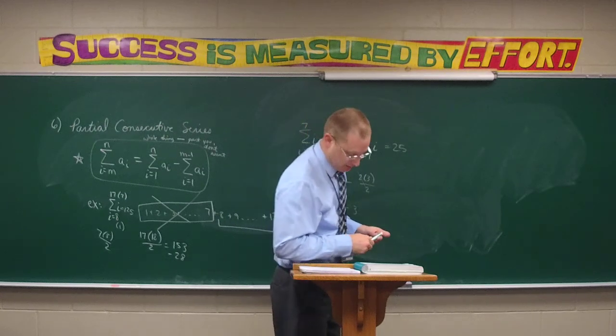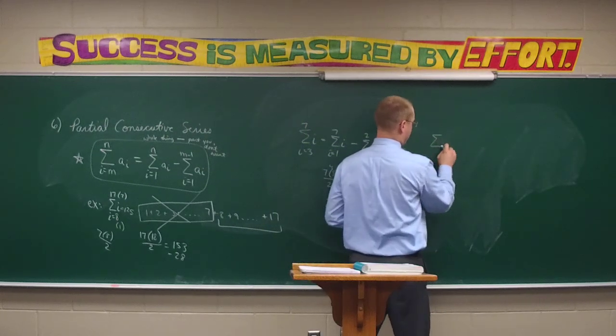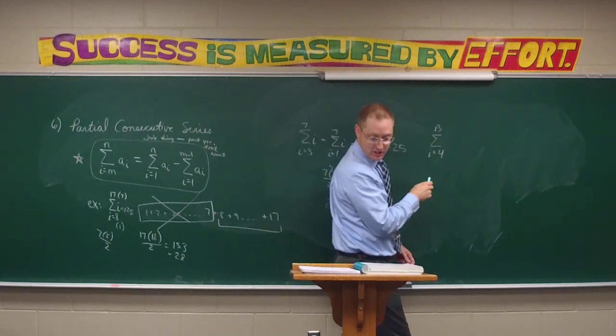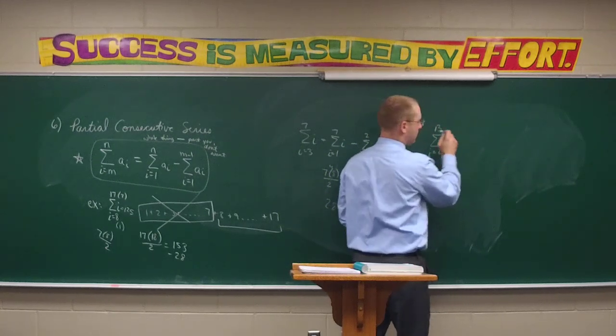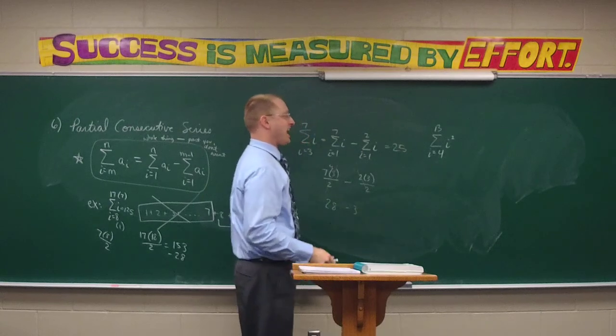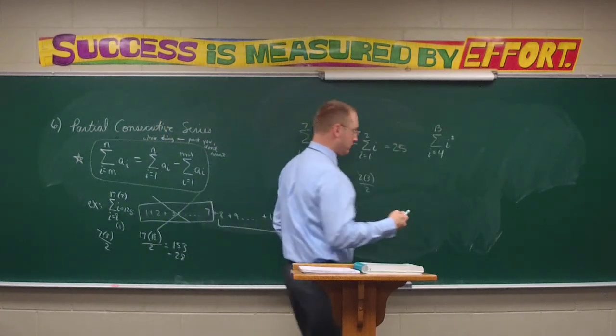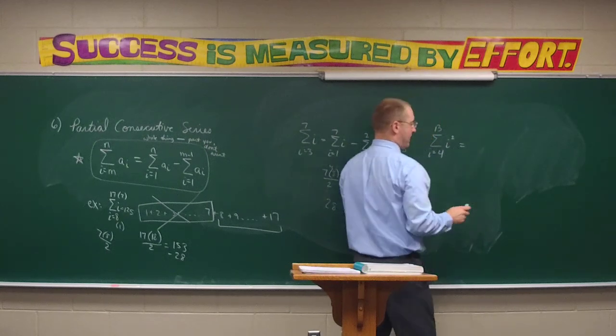Look at number 18. This I don't want to do in my head. Series from 4 to 13 for I squared. So consecutive squares from 4 squared to 13 squared. Start by finding what, Genesis?